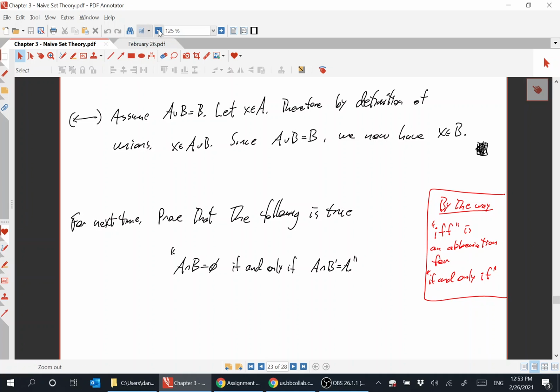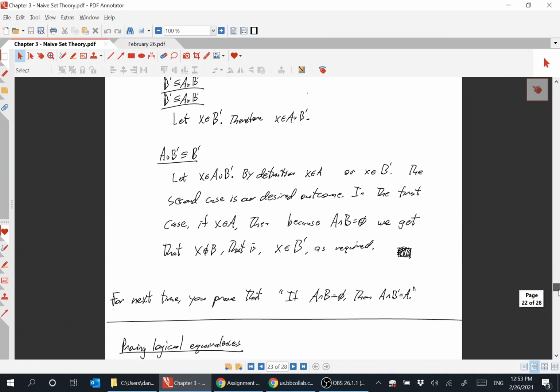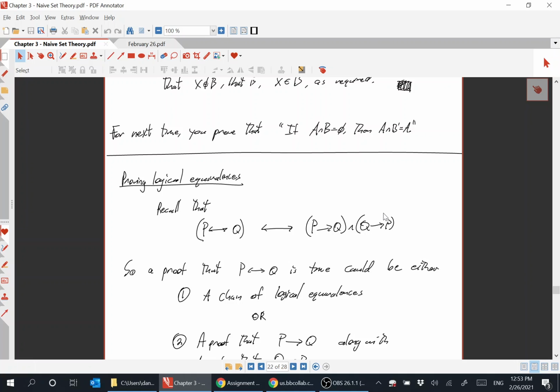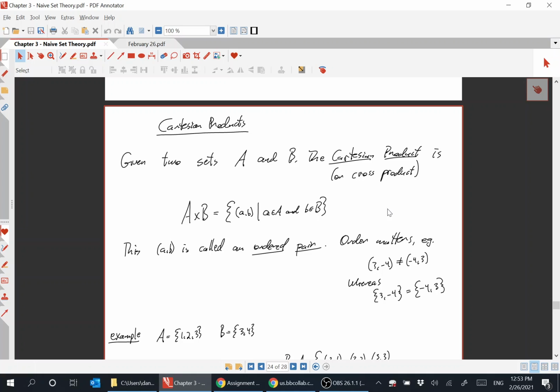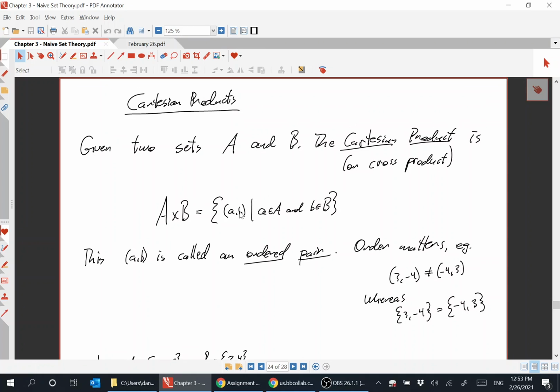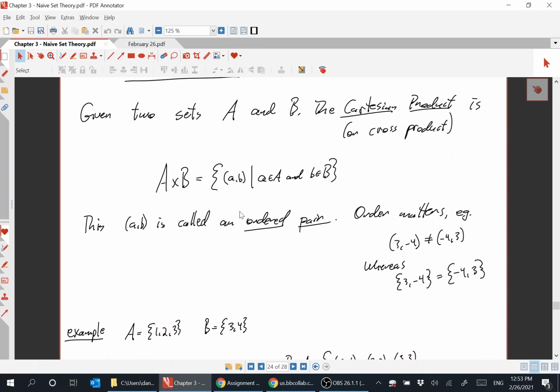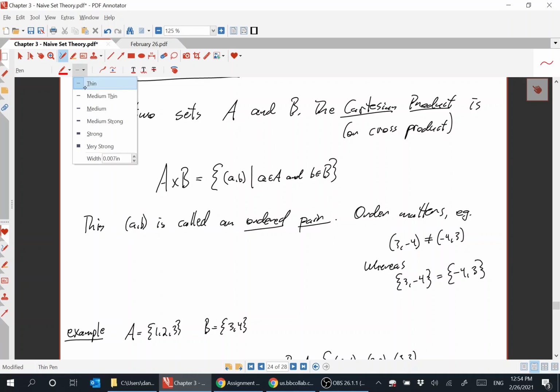So just to finish up our presentation here on sets, we were talking about Cartesian products. We defined what a Cartesian product is. The Cartesian product of two sets, A and B, often called A cross B, and sometimes people call it the cross product, is the set of all ordered pairs (a, b), where little a is in set A and little b is in set B. And this thing is called an ordered pair, where with ordered pairs, order matters.